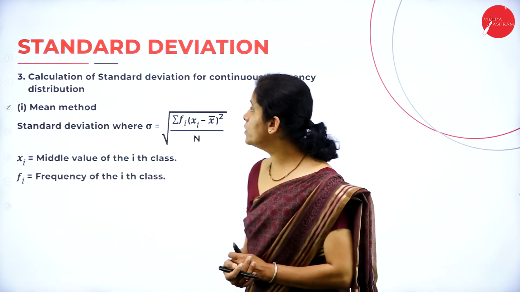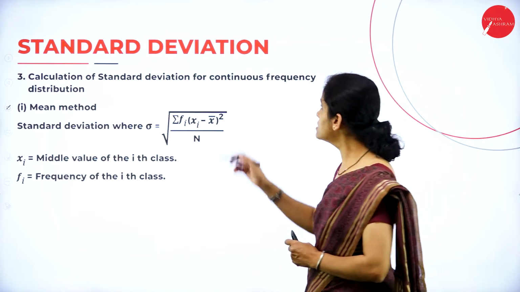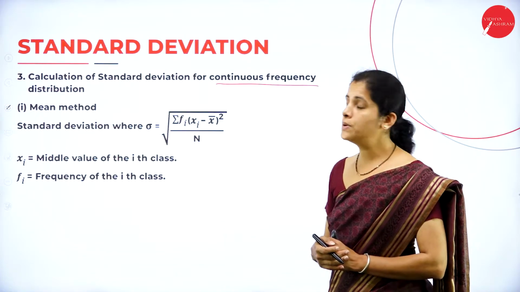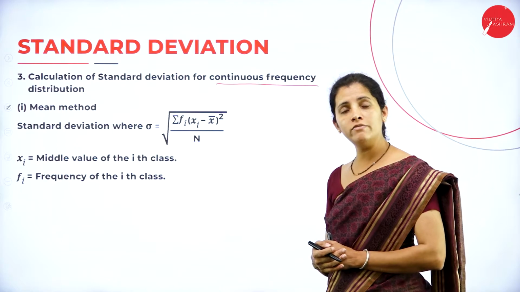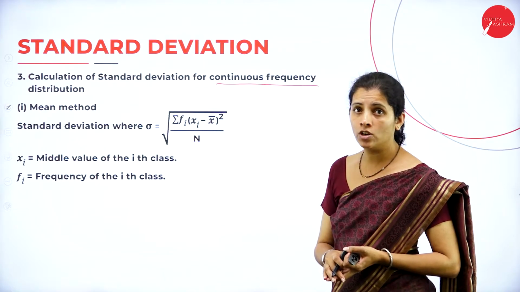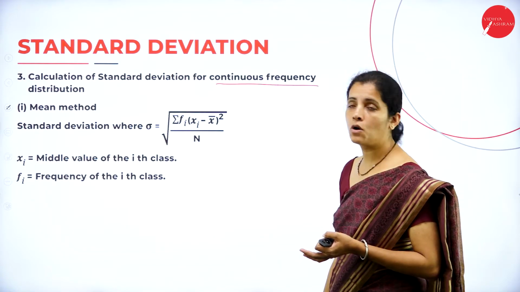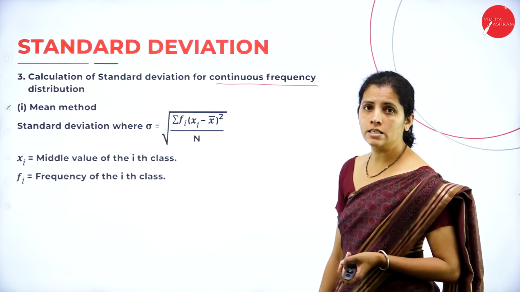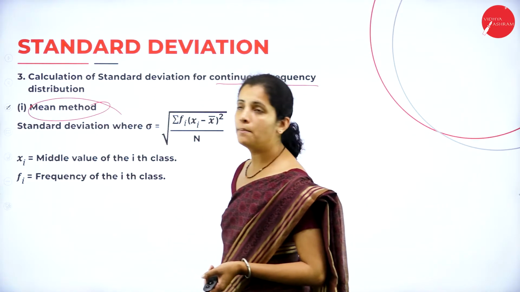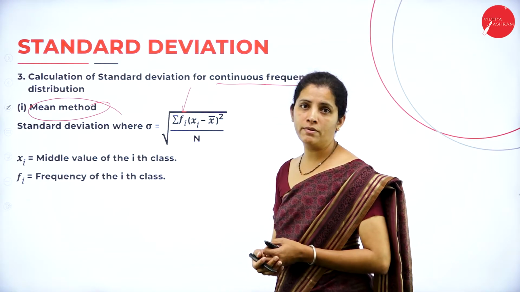Now dear student, I'm going to have the third type of standard deviation, that is continuous frequency distribution. So continuous frequency distribution in the sense what, I'm going to have the frequency distribution, but in that I'm going to have the certain range, and the range is going to continue. For that reason it is called continuous frequency distribution. Under this I'm going to have the first method, mean method. And what is the formula? See here, I'm going to have the continuous frequency distribution.